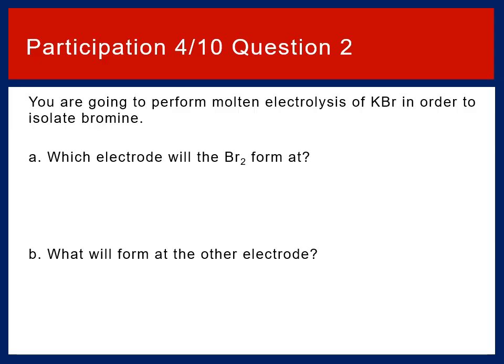Participation 410, question 2. You are going to perform molten electrolysis of KBr in order to isolate bromine. A, which electrode will the bromine form at? B, what will form at the other electrode? This is the second question on participation 410, due Friday, April 10th at 11:59 p.m. over on Blackboard. Link to the assignment is right below the document where these videos are posted. Again, you are going to perform molten electrolysis of potassium bromide in order to isolate bromine. Which electrode will the bromine form at, and what will form at the other electrode?